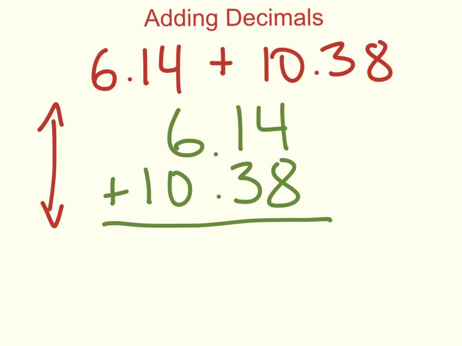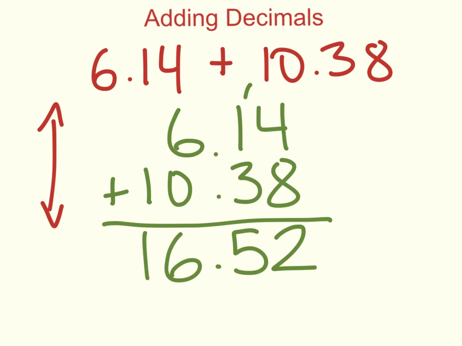And when I line up my decimals, now I can add them together. 4 plus 8 is 12. Carry the 1. 3 plus 1 is 5. Drop my decimal down. 6 plus 0 is 6. And 0 plus 1 is 1. And that's my answer. Excellent. Let's do another example.